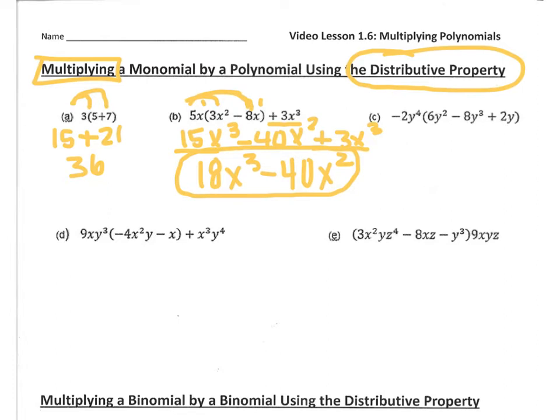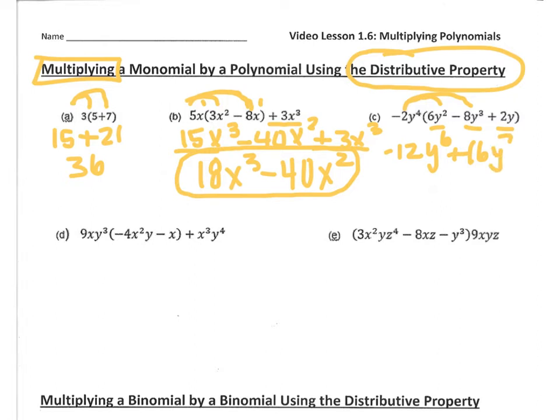Now this next one, we actually have one term outside the parentheses, and this time 3 terms inside the parentheses that we need to multiply by. We'll start with negative 2y to the fourth times 6y squared. Negative 2 times 6 is negative 12. And y to the fourth times y squared is y to the sixth. Negative 2y to the fourth times negative 8y to the third. Negative 2 times negative 8 is positive 16. And y to the fourth times y to the third is y to the seventh.